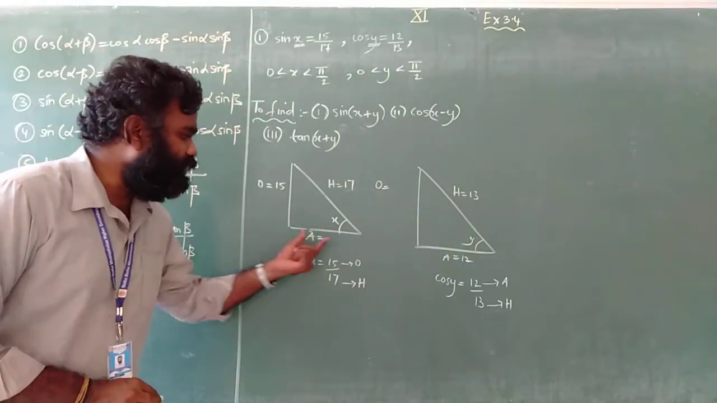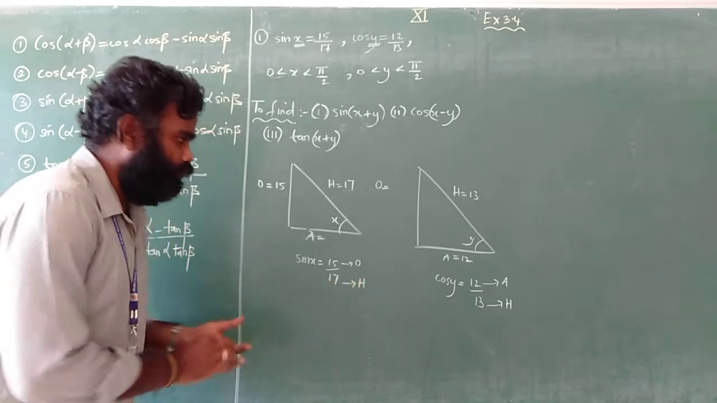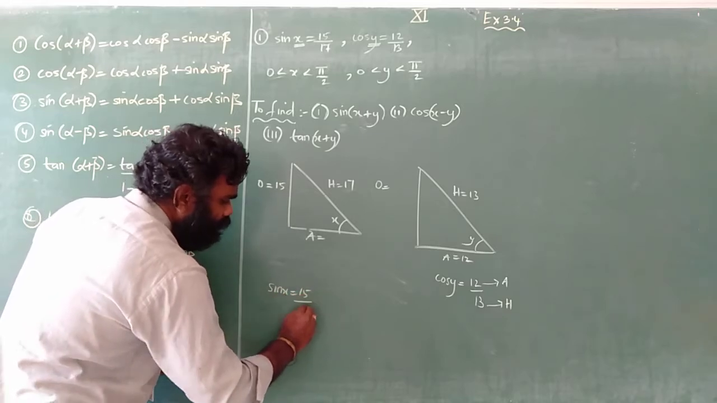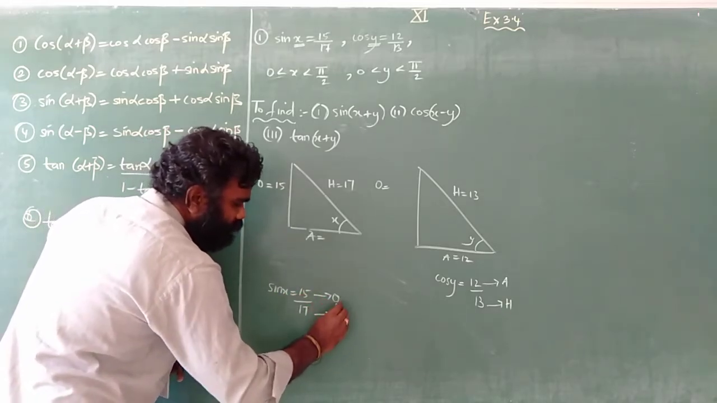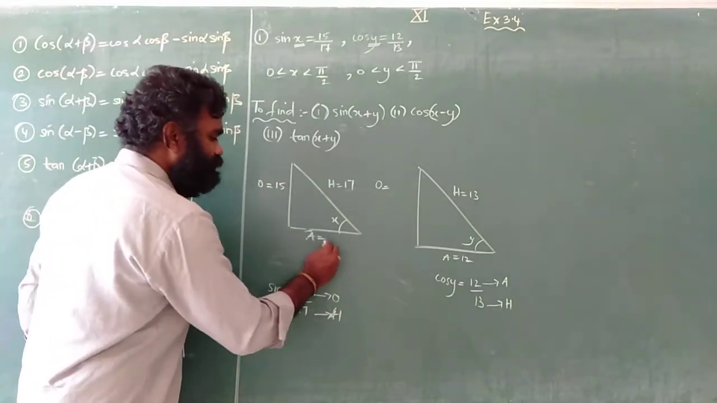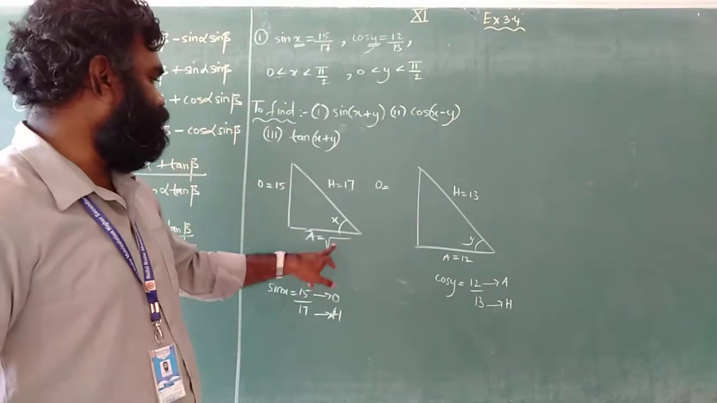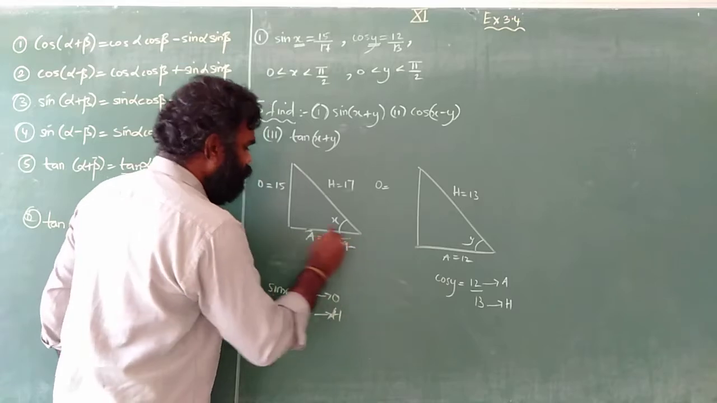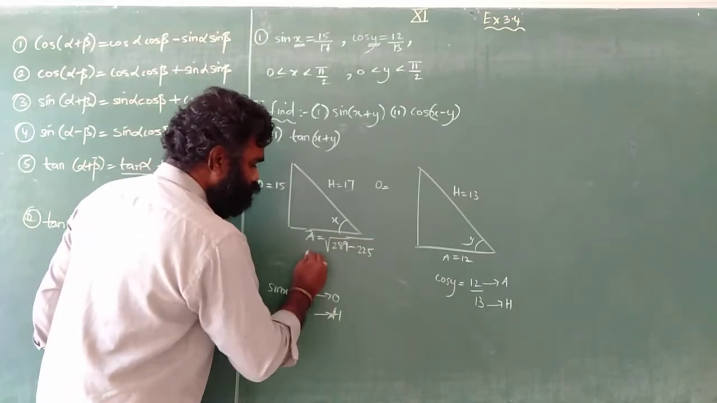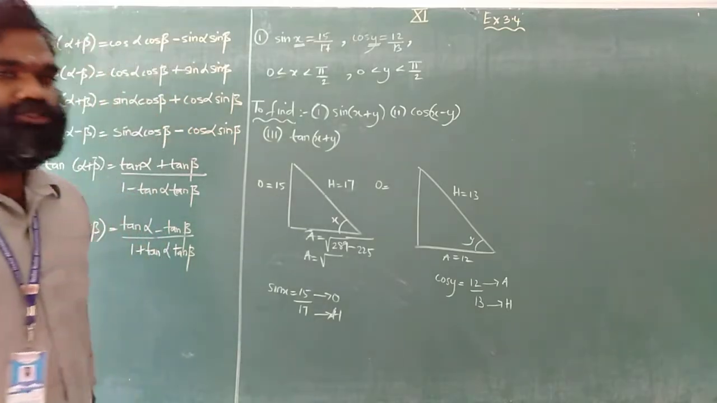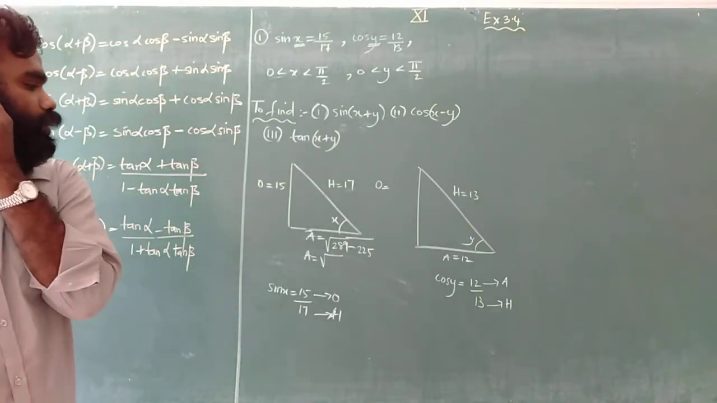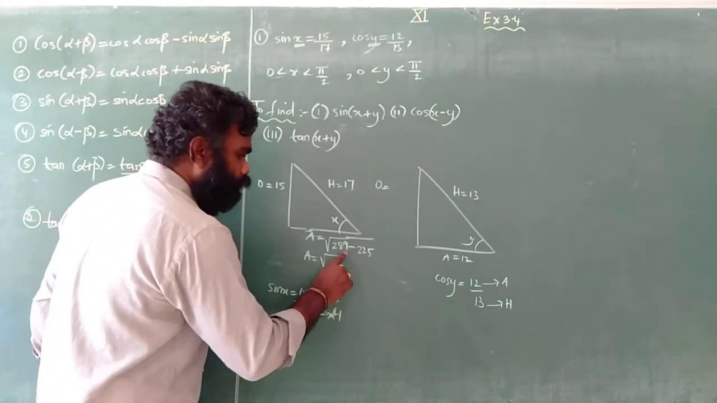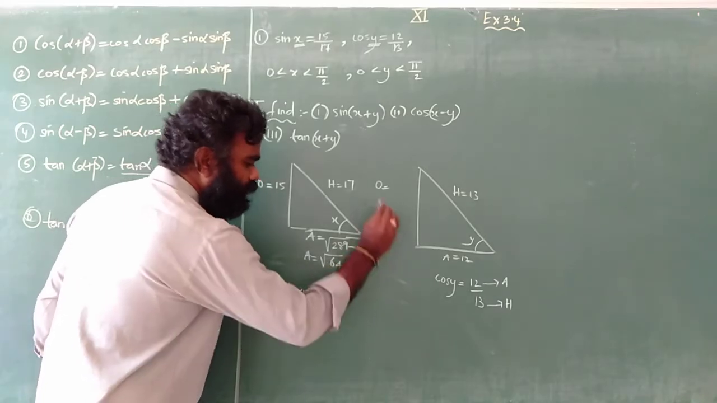In order to find adjacent, I need some space here. Sin x is equal to 15 by 17. This is opposite, this is hypotenuse. You know the formula from the previous exercise: adjacent squared is hypotenuse squared minus opposite squared. Hypotenuse square is 289, minus 15 square which is 225. So adjacent is equal to 289 minus 225, which is 64, so adjacent is equal to 8.